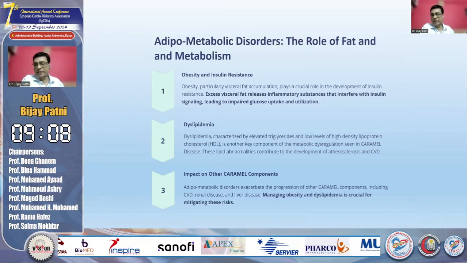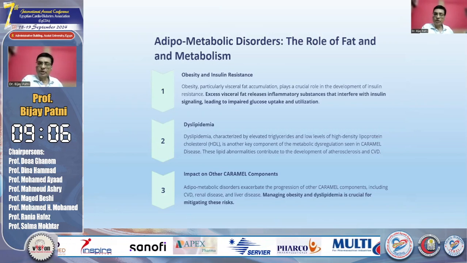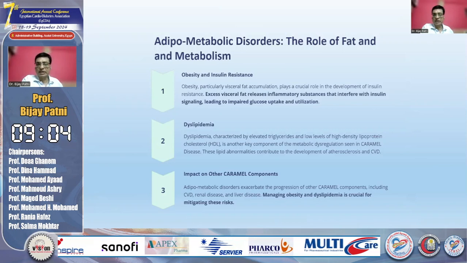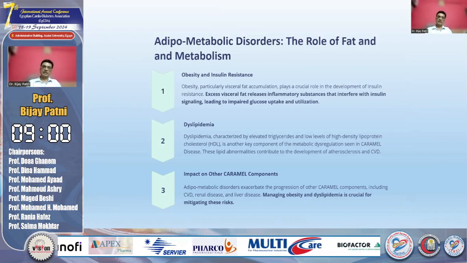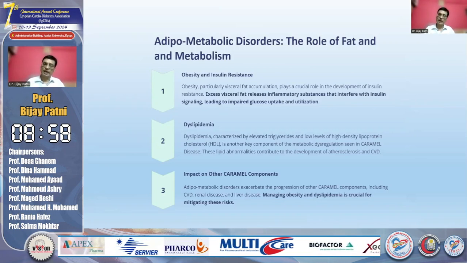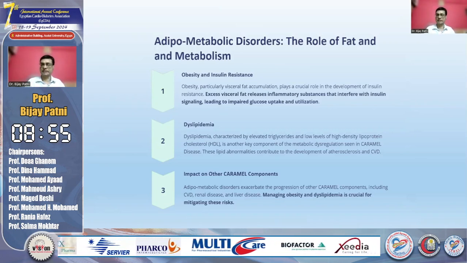Adipometabolic disorders exacerbate the progression of other cardiorenal metabolic components, including CVD, renal disease, and liver disease. So it's extremely important that you manage obesity and dyslipidemia and thereby help to mitigate these risks.